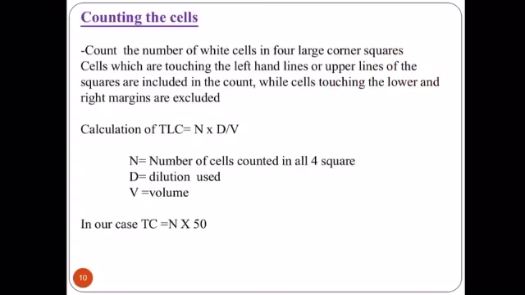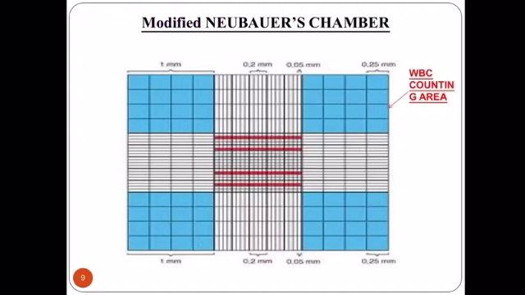Now, how to count the cells? We have to count the number of white cells in the 4 large corner squares. The cells which are touching the left line or the upper line of the square are included in the count. So in this square, the cells on the left line and upper line are included, while the lower line and right line are excluded from the counting in that square.